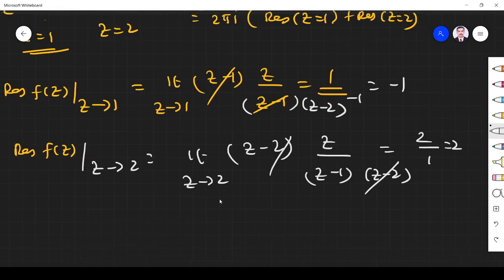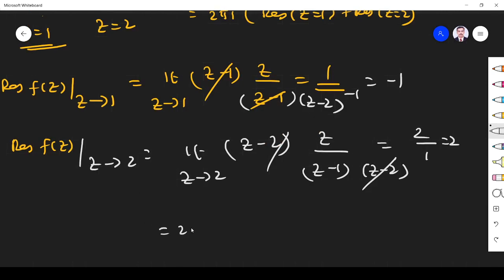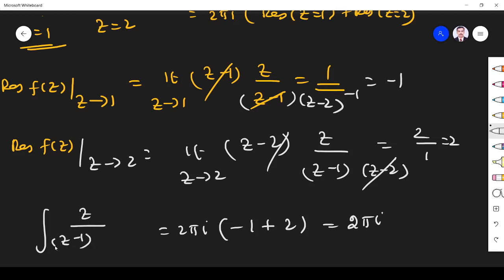Right? We have two residues. So what is the answer? 2 pi i into sum of residues. One residue is minus 1, another residue is 2. So that is equal to 2 pi i. That's the integral of z by (z minus 1)(z minus 2) dz over C. Right?